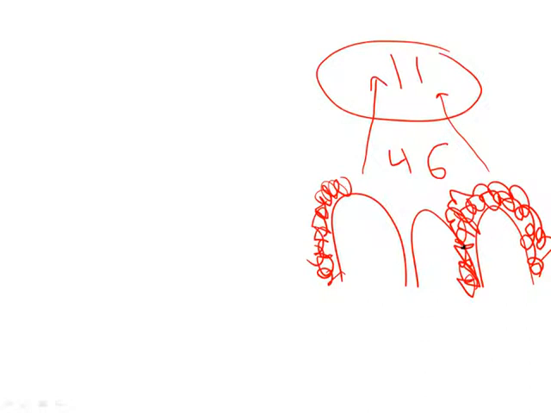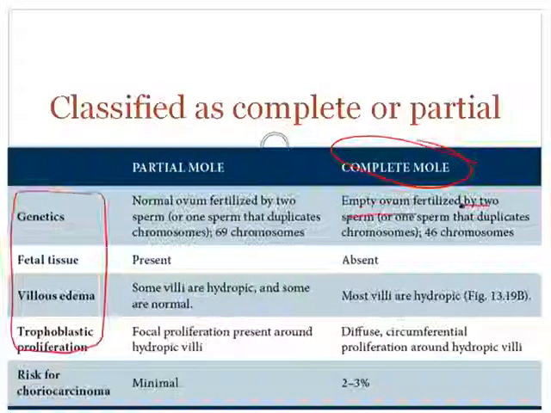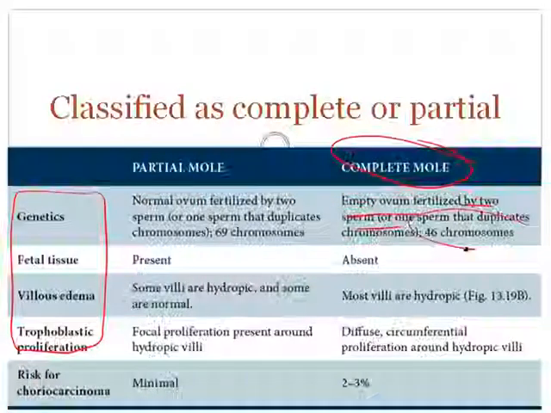And then finally, the feared complication of a molar pregnancy is choriocarcinoma. We could ask the question, which mole has a greater risk for choriocarcinoma? Well, the answer is that the complete mole has the higher risk, about 2 to 3%. So that's the notion of a complete mole. Now let's read together from the chart in your book. So what do I say here? A complete mole is an empty egg fertilized by 2 sperm, giving you 46 chromosomes.